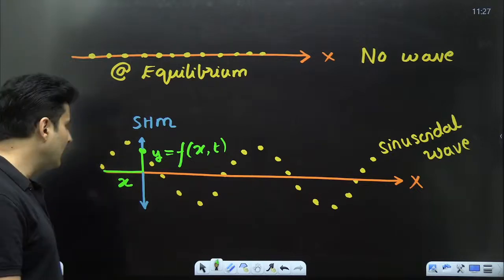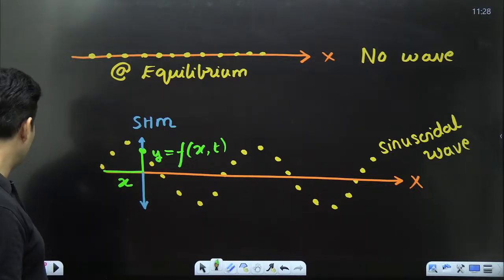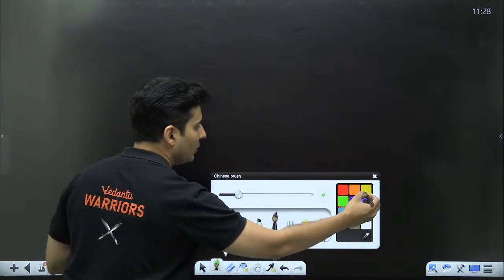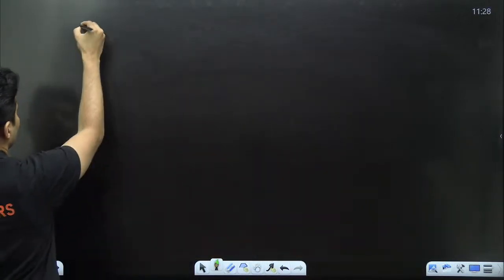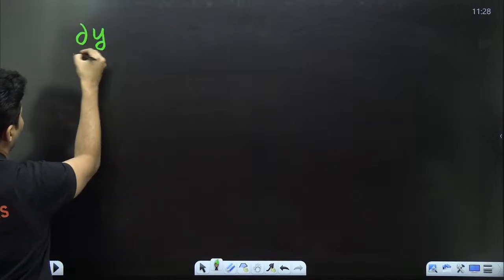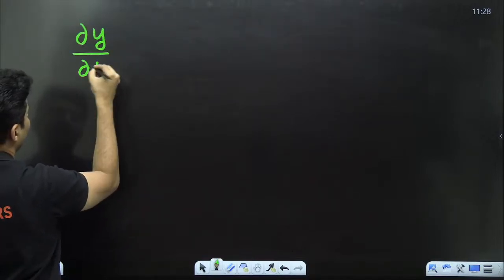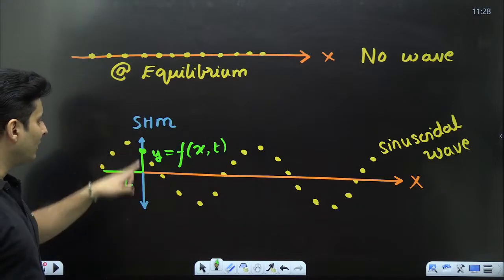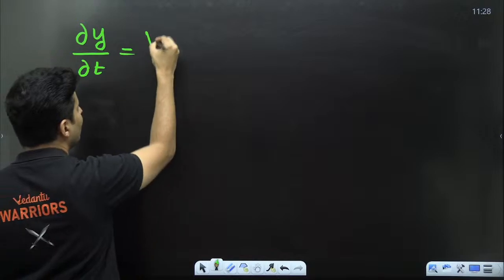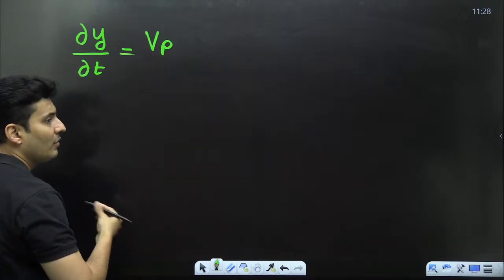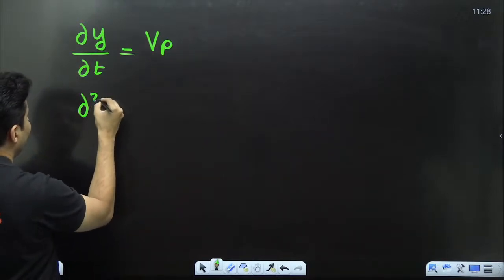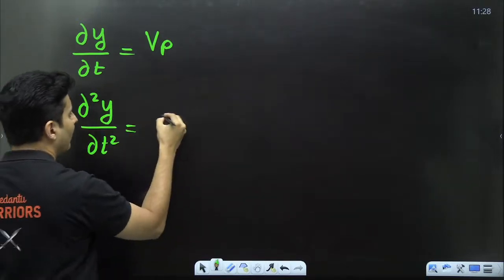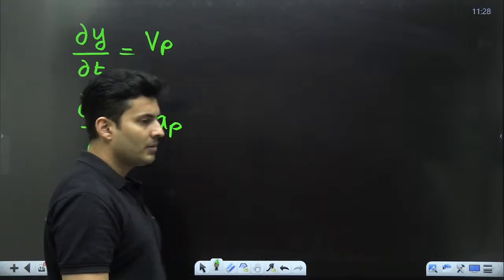Is that very clear? Now from this you can easily understand what each of these terms will give you. If I take the derivative of the y coordinate with respect to time, it will give me the rate of change of the y coordinate with respect to time, which is the particle's velocity. If I take the second derivative of y with respect to time, then I will get the particle's acceleration.